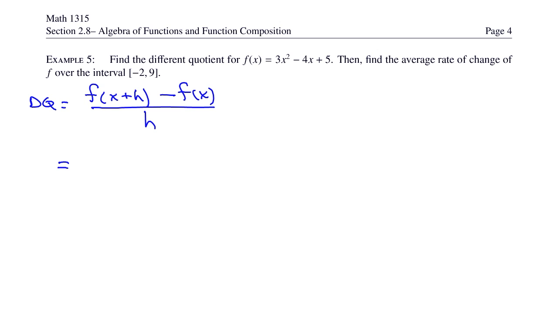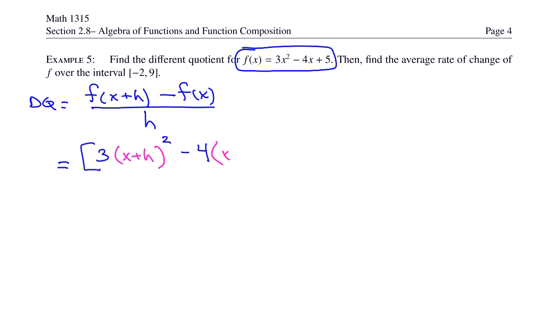We need to evaluate the function first at x plus h. So this is going to be 3 times x plus h, in parentheses, squared minus 4 times x plus h plus 5. Notice I've used a different color to highlight the x plus h, so that you can see that it has to be put in for every x. There are two instances of the x here. It goes in for both of them, and it goes in as a grouping. It's x plus h in parentheses.